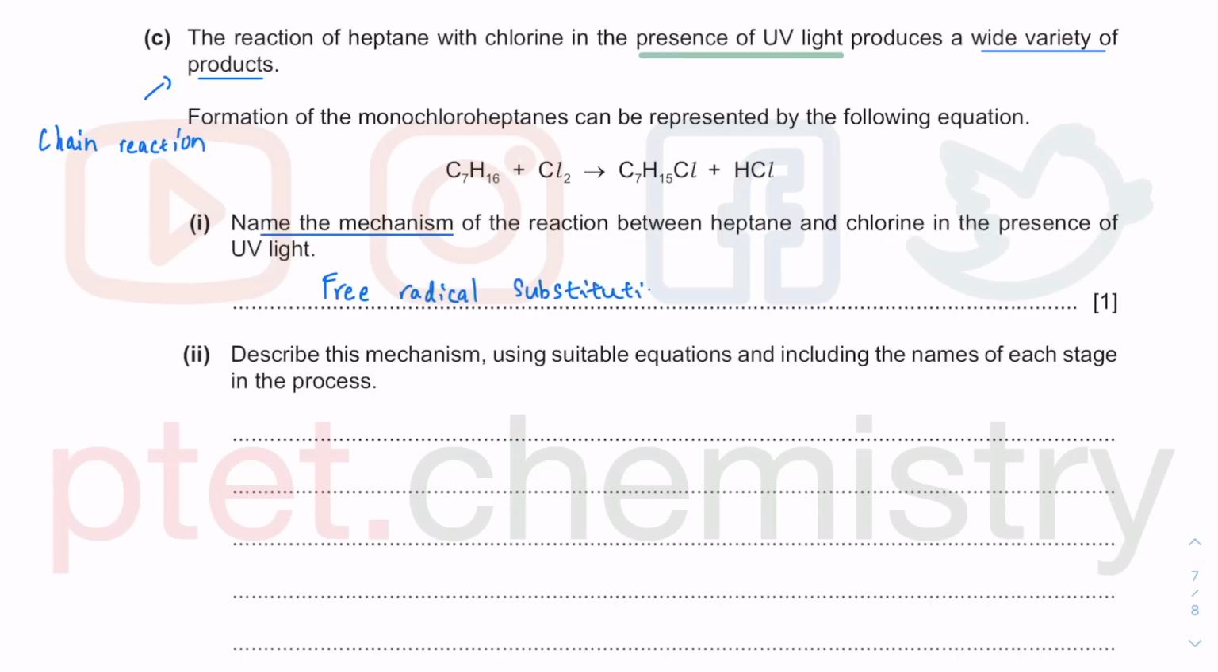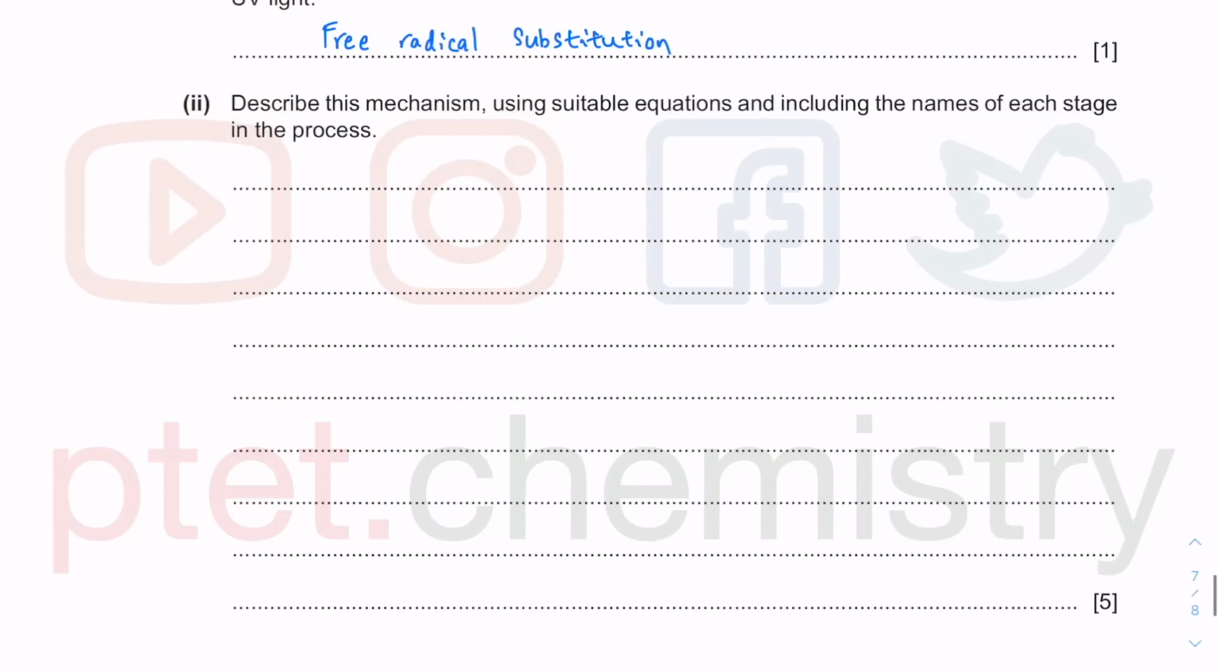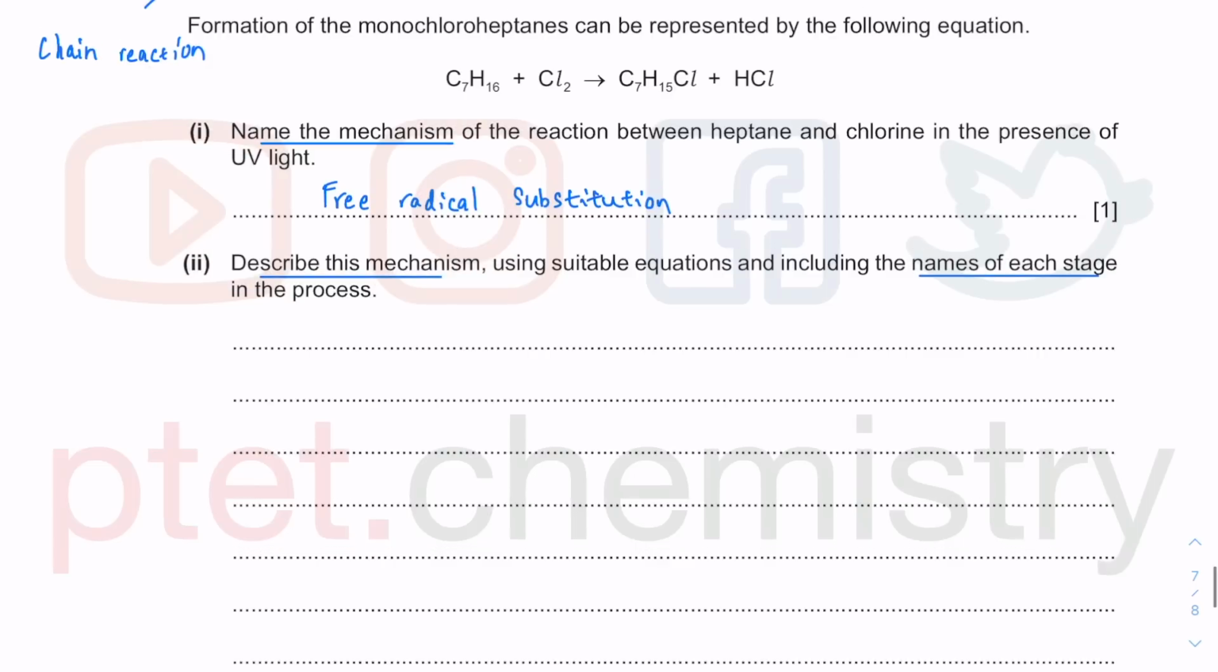The next bit obviously wants you to write out the mechanism step by step, and you have to include the names of each stage. You have to describe the mechanism. Instead of using a lot of words, try to write the equations correctly. You have 5 marks, so we have to write a lot of equations as well. So the first thing that will happen is initiation.